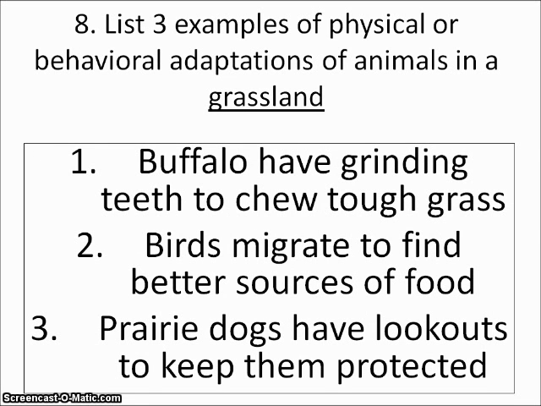Number 8, list 3 examples of physical or behavioral adaptations of animals in the grassland. Number 1, buffalo have grinding teeth to chew tough grass. 2, birds migrate to find better sources of food. And 3, prairie dogs have lookouts to help keep them protected.